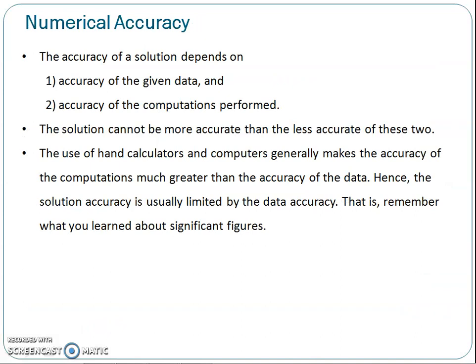Finally, numerical accuracy. The accuracy of a solution depends on two things: the accuracy of the given data and the accuracy of the computations performed. The use of hand calculators and computers generally makes the accuracy of the computation much greater than the accuracy of the data. The solution accuracy is usually limited by the data accuracy. So remember what you learned about significant figures.